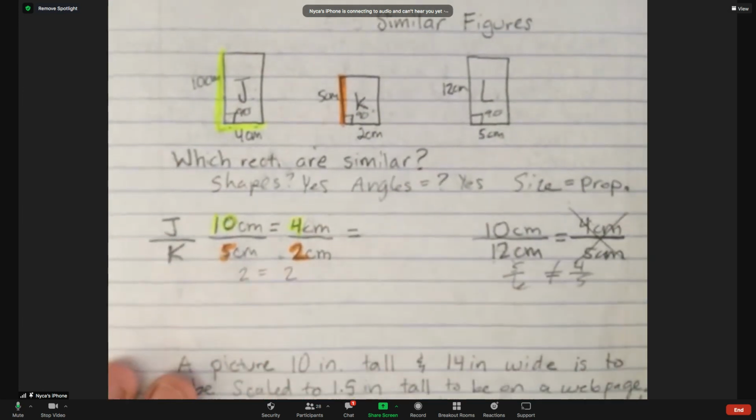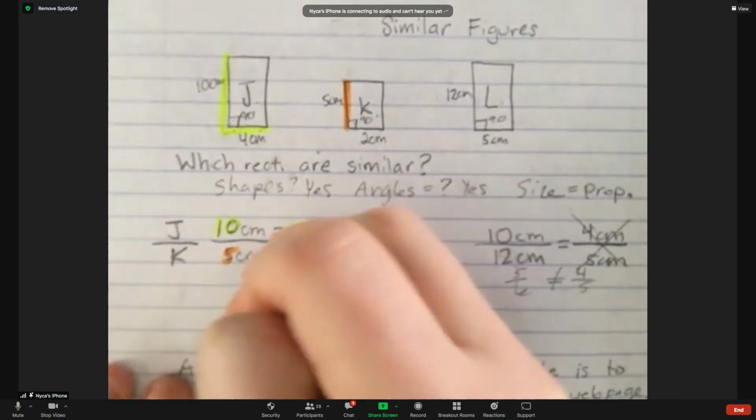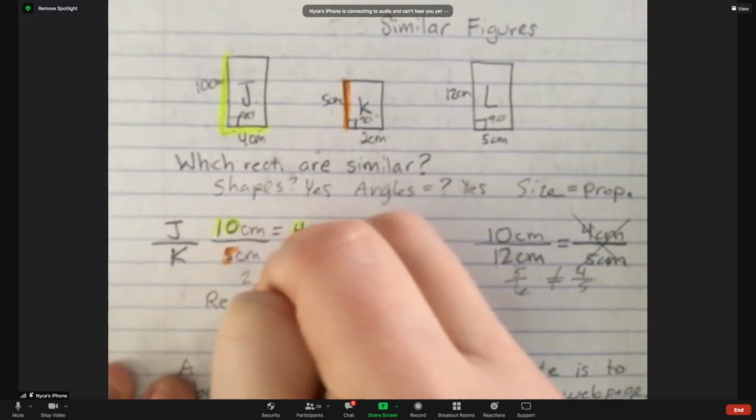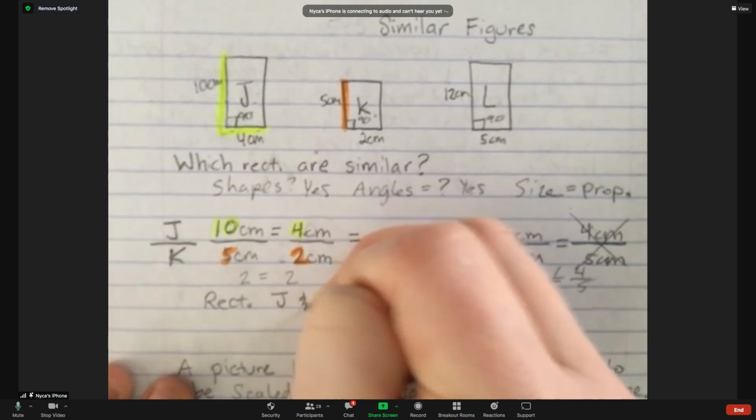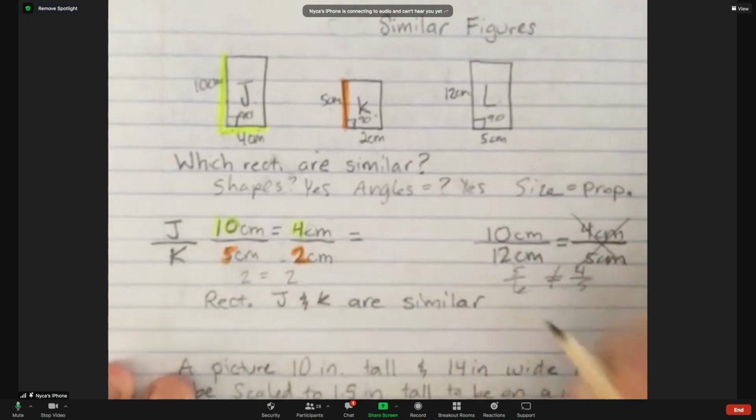Once you see that they are equal, then you know that those are the two that are similar. So for this rectangle, J and K are similar.